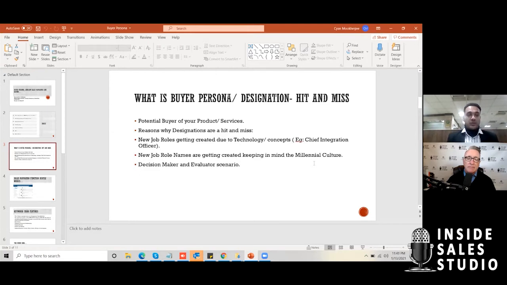And why are these new designations coming up? One example I've shown here is a chief integration officer. We have always reached out to people like a CIO, but nowadays there's a completely new concept of a chief integration officer, who is trying to integrate all the data and insights sitting in silos across the organization. We might not even be aware of what a chief integration officer is. Also, with the millennial culture, a lot of new designations are coming up, like a data geek or maybe a samurai.